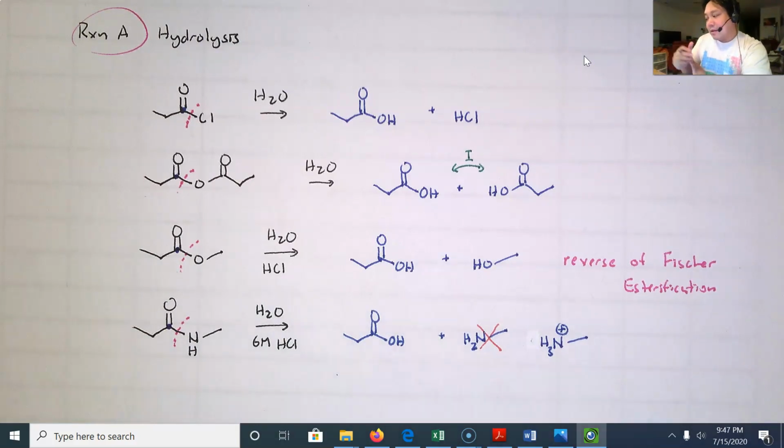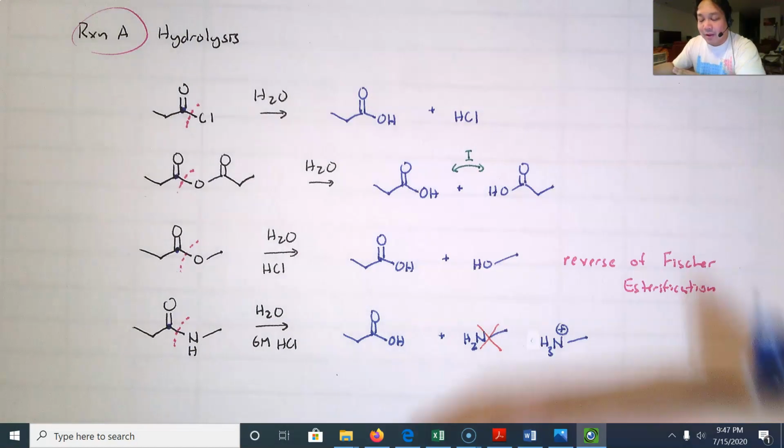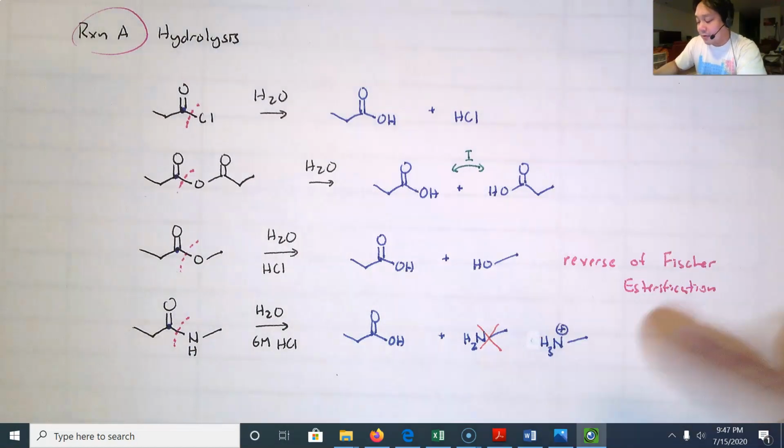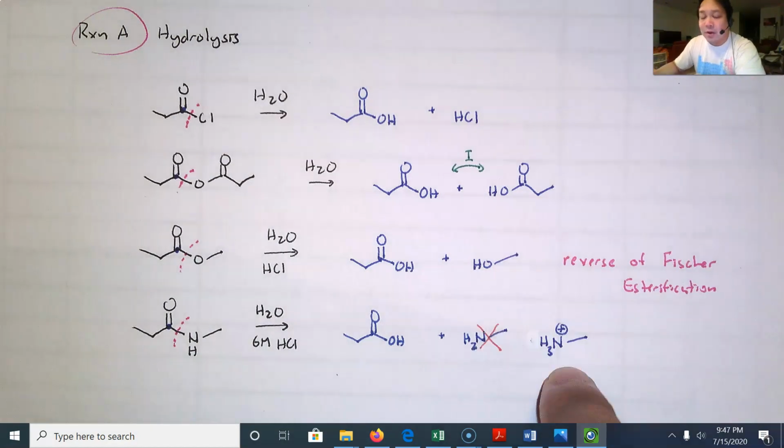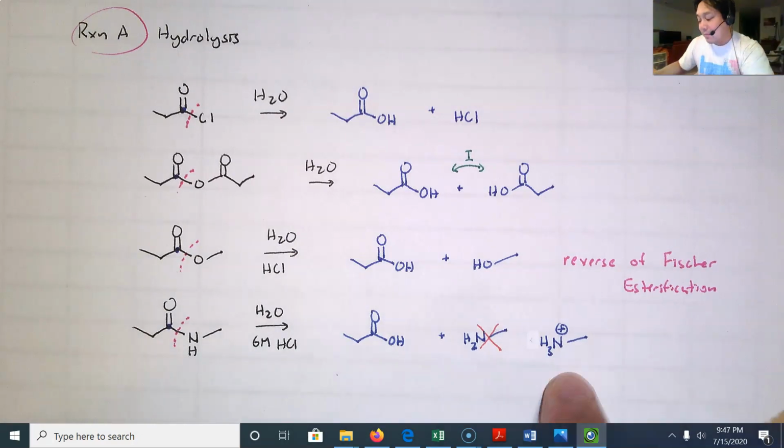But I know that when I ask for the products for hydrolysis, I am probably going to remind my students that I do want the secondary product. I do want the part that left, the leaving group. And when you draw the leaving group of an amide hydrolysis, you have to make sure that that amine is protonated.